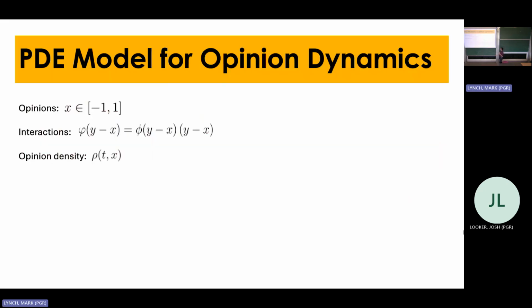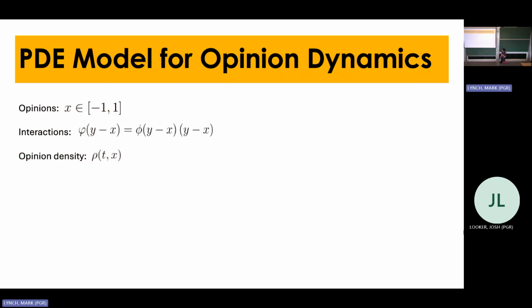I'll get straight into PDE models for opinion dynamics. The opinions are just going to be one-dimensional variables between -1 and 1, representing how much you disagree or agree with something. They're mostly going to evolve by a person with opinion X interacting with a person with opinion Y. And then their interaction has this form.